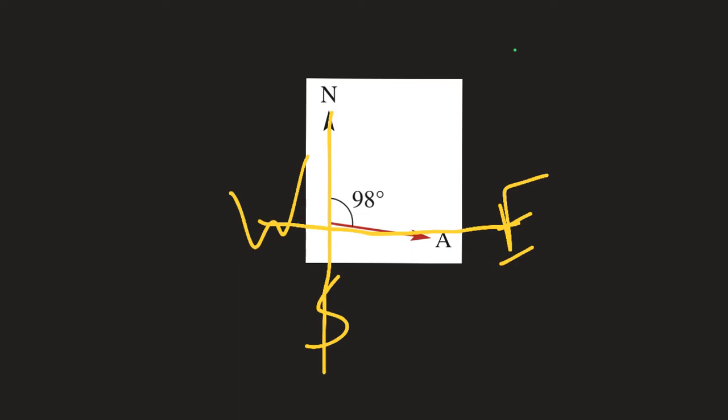So the first part is what quadrant we're in. You know that the first 90 degrees is the northeast quadrant. So the first angle here up to 90 is the northeast quadrant. Anything past that is going to be in the southeast quadrant.